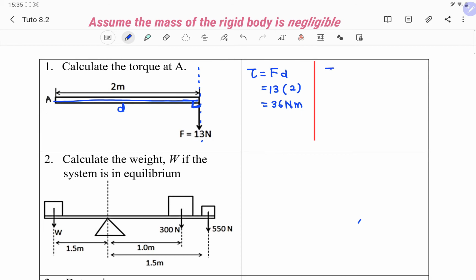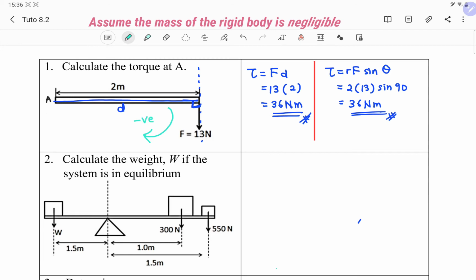Or you can use this formula, torque equals r F sin theta. So r is 2, F is 13, sin 90 degrees. You will get the same answer. Okay, so this is the magnitude. How about the direction? Because we see that the force is going down, it will have the tendency to rotate clockwise. This one will be negative. So you can just put in a bracket, clockwise.